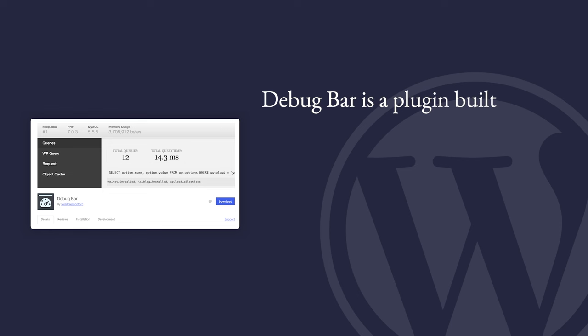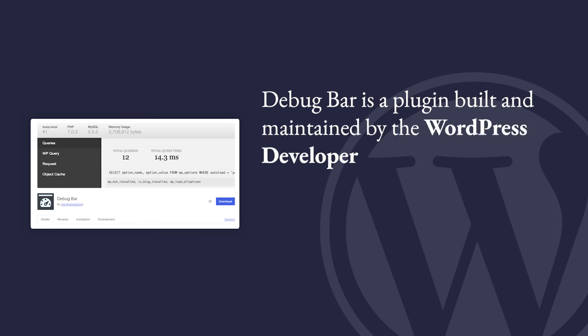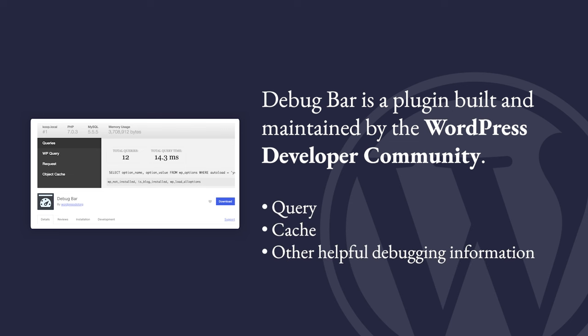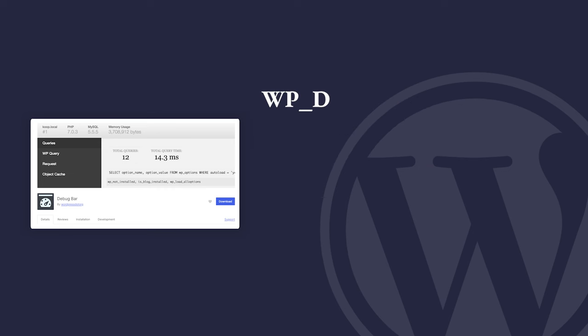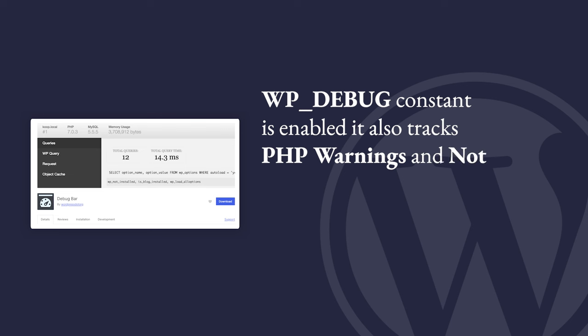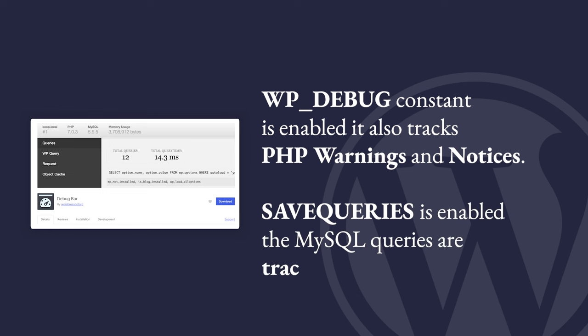Debug Bar is a plugin built and maintained by the WordPress developer community. It adds a debug menu to the admin bar that shows query, cache, and other helpful debugging information. When the WP_DEBUG constant is enabled, it also tracks PHP warnings and notices to make them easier to find. And when SAVEQUERIES is enabled, the MySQL queries are tracked and displayed.